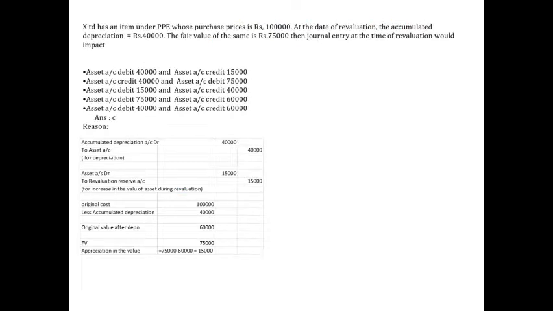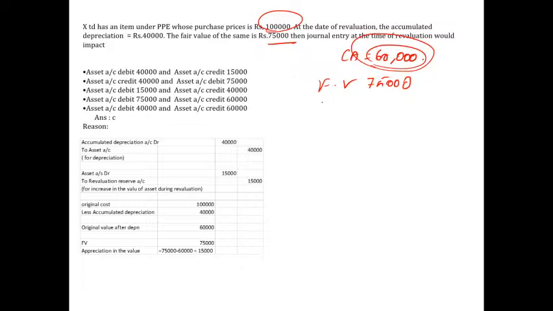X Limited, again it is related to your PPE. X Limited has an item under PPE whose purchase price is 1 lakh. And on the date of revaluation, the accumulated depreciation is 40,000. So my carrying amount is 60K. Next, my fair value of the same on the date of revaluation is 75,000. Now I have to bring my asset to 75,000, so it will be valued up. Would I compare it with 1 lakh or with 60,000? I will compare it with 60,000, because the carrying amount is 60. So 75 minus 60, it would be 15,000 is the increment.